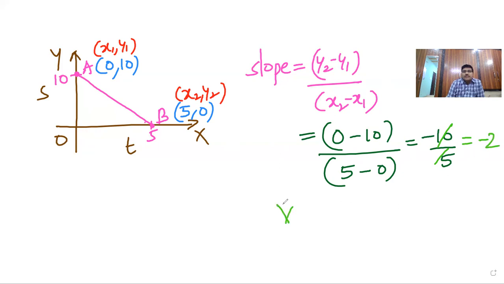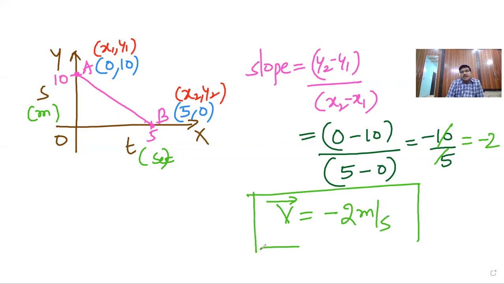The slope of the S versus T graph is velocity. Velocity v bar, a vector quantity, is minus 2. This is in meters, this is in seconds, so the unit is meter per second. So we got a negative velocity, minus 2 meter per second. Clear? The units are meters per second.